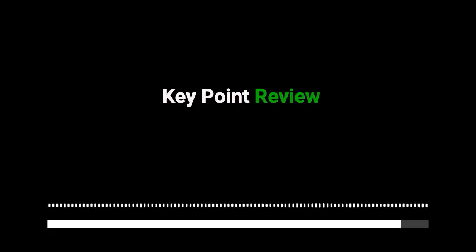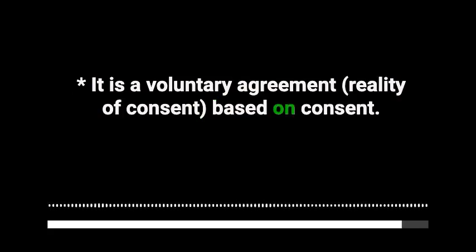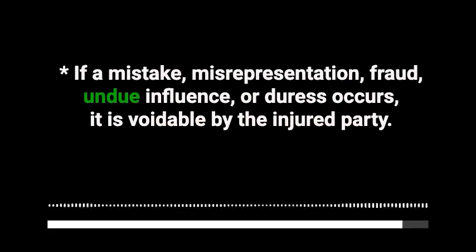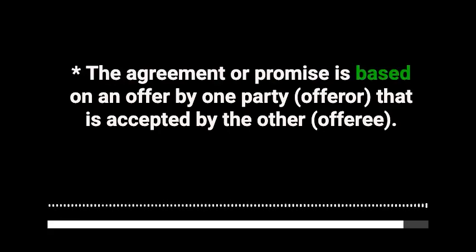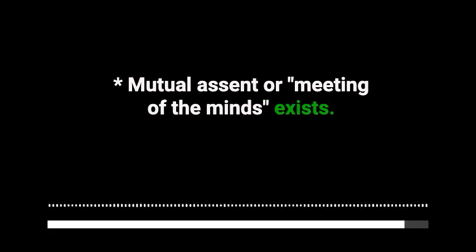Key point review. The following are characteristics of a valid contract. It is a voluntary agreement based on consent. If a mistake, misrepresentation, fraud, undue influence, or duress occurs, it is voidable by the injured party. The agreement or promise is based on an offer by one party that is accepted by the other. Mutual assent or meeting of the minds exists.